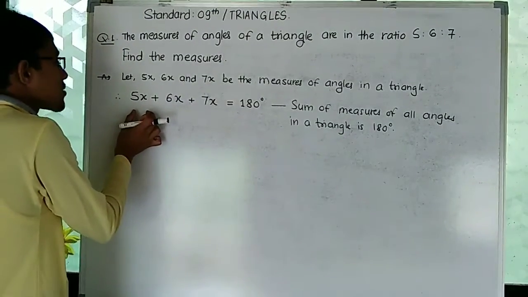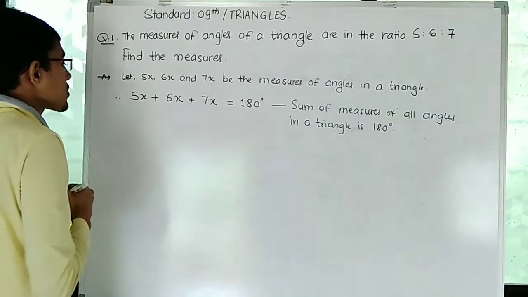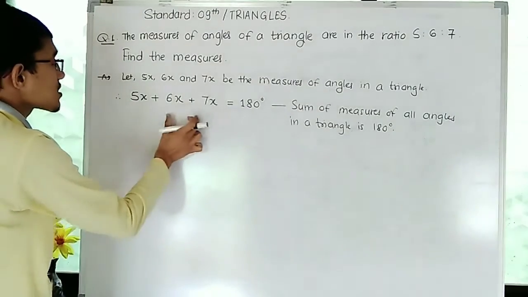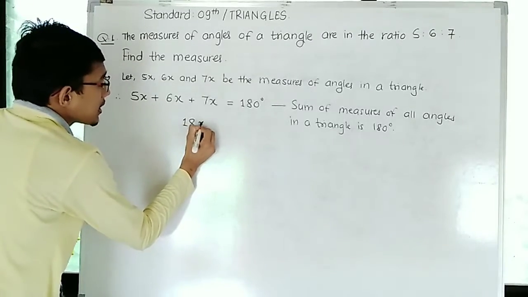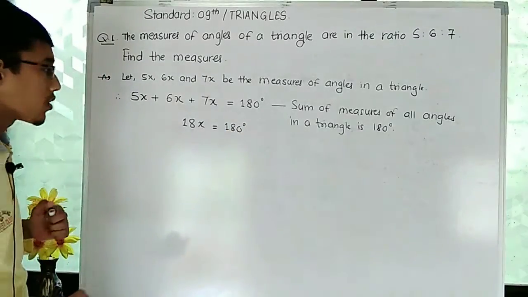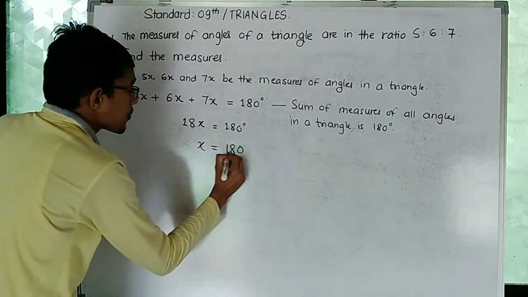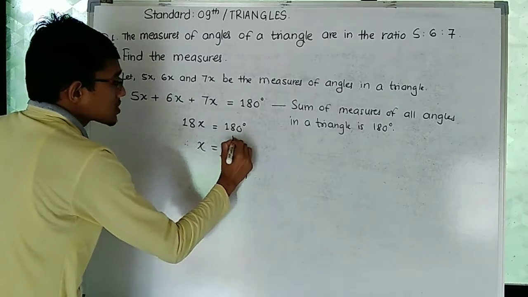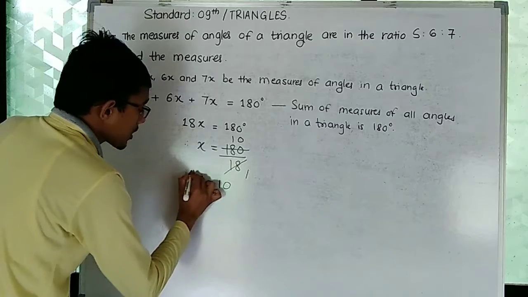So we have taken the sum of 5x plus 6x plus 7x. Okay, so 5x plus 6x is 11x, and 11x plus 7x is 18x, equal to 180 degrees. Therefore x equals 180 upon 18. So 18 ones are 18 and 18 ones are 18 and 0. So we get x equal to 10.